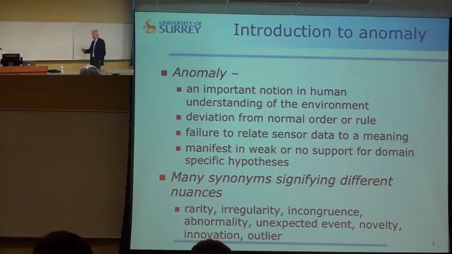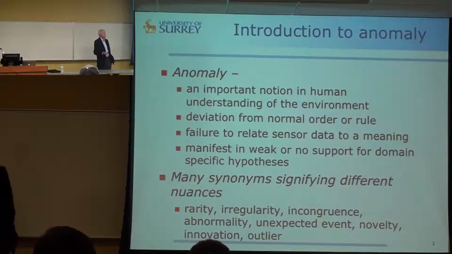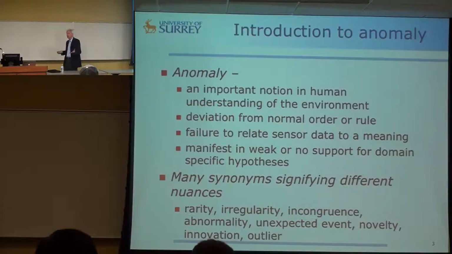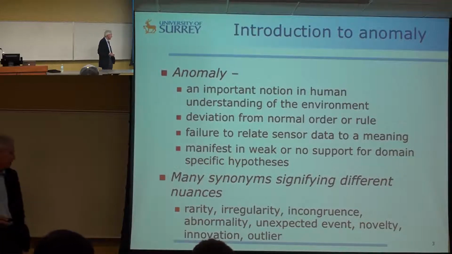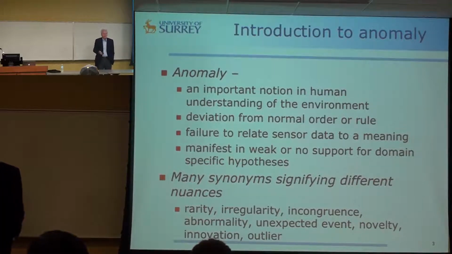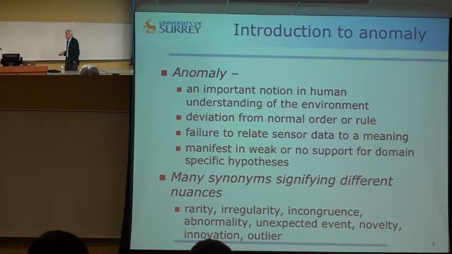Irregularity: you expect some sort of regular pattern, and if that pattern is broken, then the observation is irregular, so again it's anomaly. Incongruence: there is some sort of disagreement between sources of information, and again, if there is a disagreement, it may suggest anomaly. Abnormality: an unexpected event, something that would not normally happen, and it would be considered as anomaly.